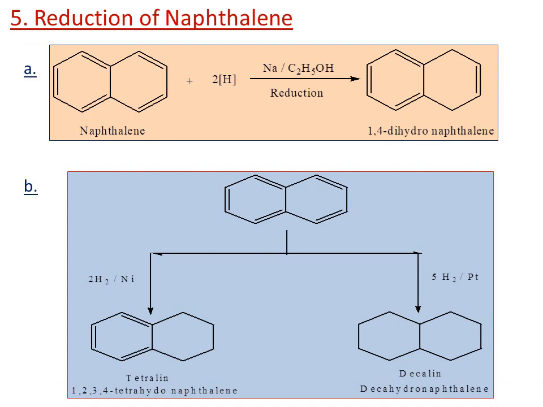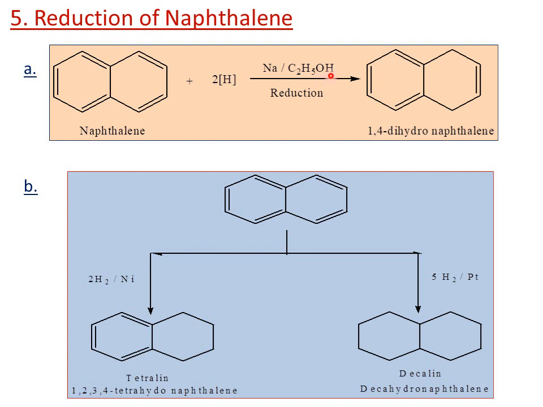Coming to the next important reaction, reduction of naphthalene. Three types of reducing agents are used, and we get three types of products. The first reaction is naphthalene upon reduction in the presence of sodium and ethanol as solvent. We always add one H2 molecule: one hydrogen will attack at the first position and the second hydrogen at the fourth position, and finally we get 1,4-dihydronaphthalene.